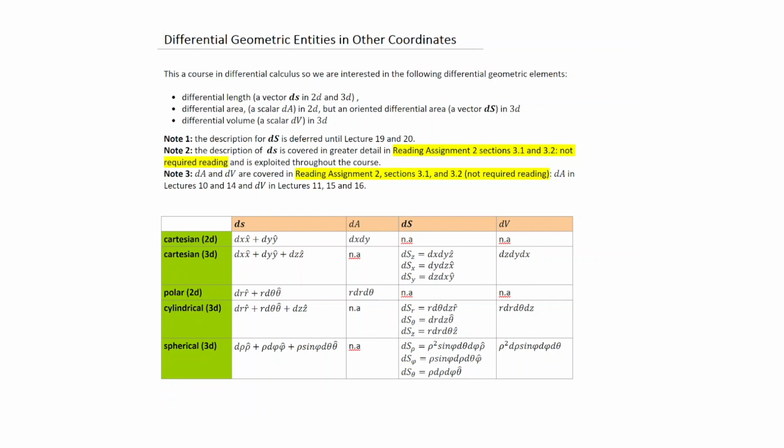And then just to summarize things in tabular form, on the top I've put the geometric entities. Okay, the bold means vector. On a column, basically Cartesian 2D representation, 3D representation, polar 2D, cylindrical 3D, and spherical 3D. So these are basically the differential entities of interest, depending on whether we're dealing with length, area, or volume. That concludes this lecture.